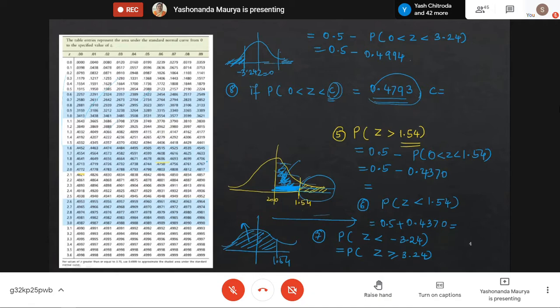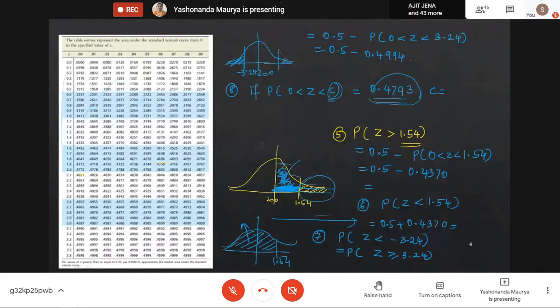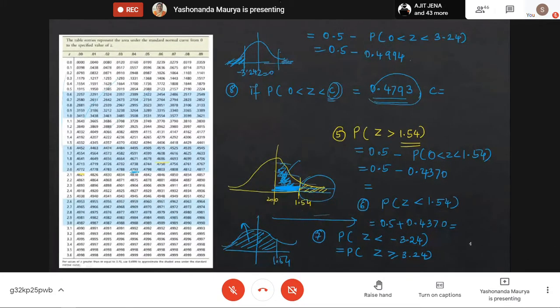So where is 0.4793? 47 here, but then 93. Where is 93? Yeah, C is this value. Now this value corresponds to which number? It corresponds to 2.0, and here it is 0.04. So what is this number C? It will be 2.04.